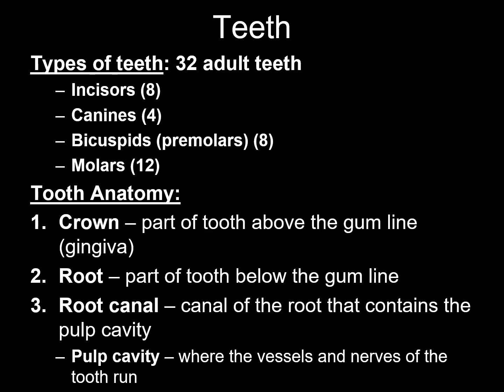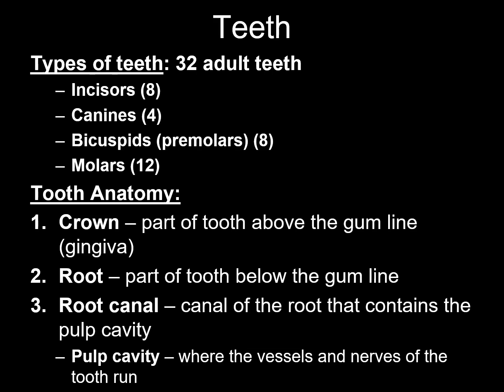But I do want you to know a little bit about tooth anatomy. So what is a tooth made up of, and what are the different parts? So we have a crown, which is what you see, which is above the gum line. And then there's a root, which is below the gum line, so it's what you don't see, and that's what's stuck in the holes of the bone. And then the root canal, which is essentially the inner part of the root. There's a little canal or a little opening, and that's where the vessels and nerves are going to run, in that pulp cavity of the root canal.